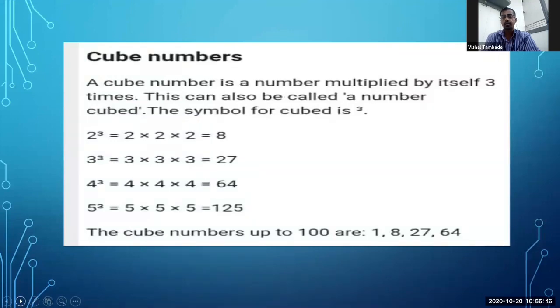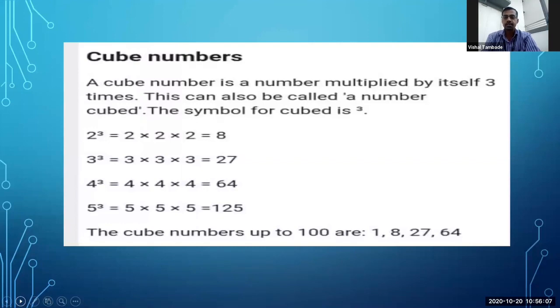Now cube number. Okay, everyone knows about cube numbers. If the power is 3, then it's a cube number. A cube number is a number multiplied by itself 3 times. In the square, you have to multiply the number 2 times by itself. But in the cube, you have to multiply the number 3 times by itself.